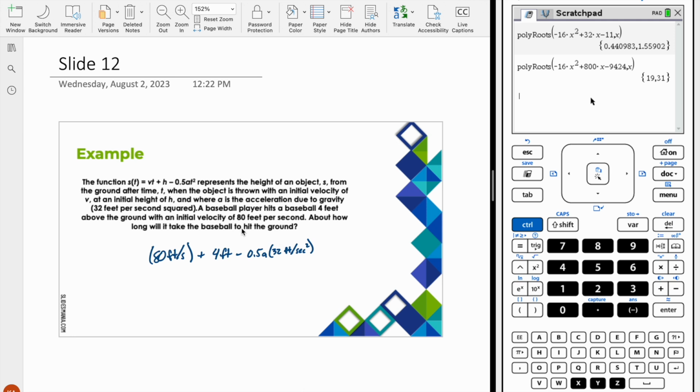In this problem, we're mainly just looking for you to set it up. You do not have to solve it. Let's take a look at slide 13.